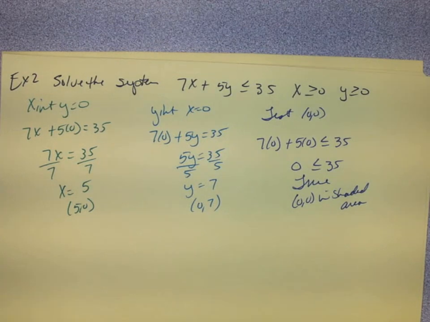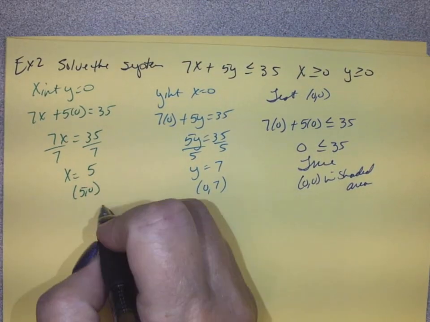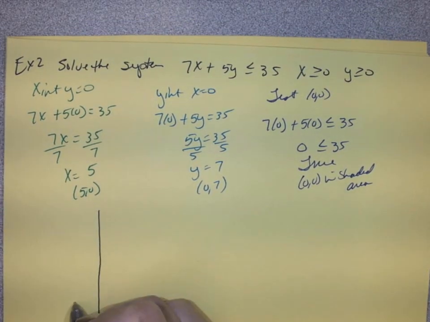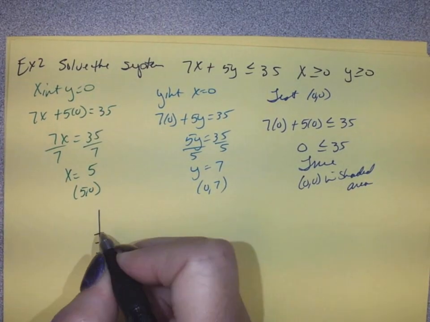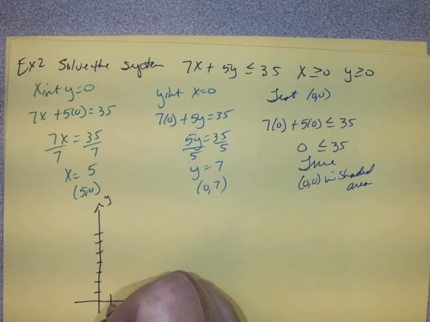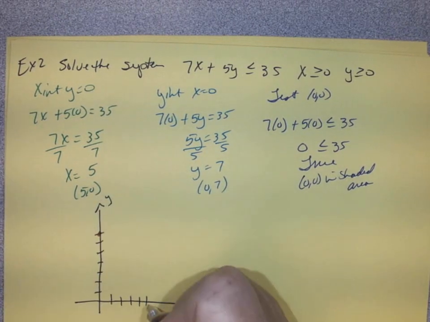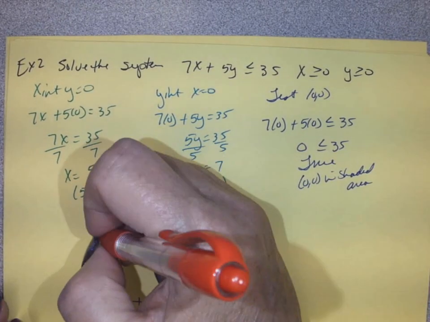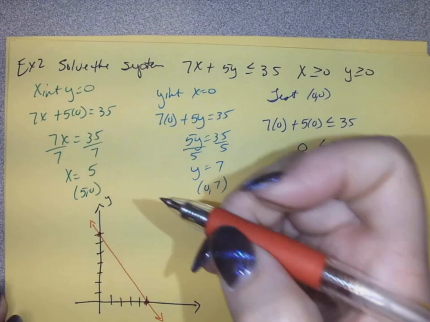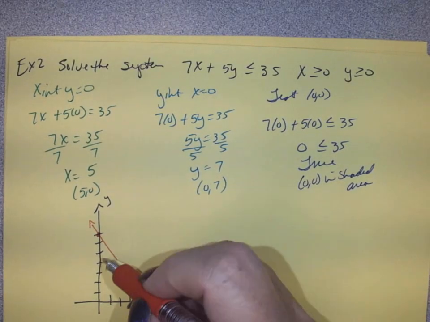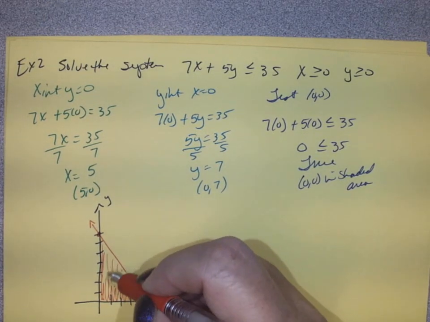So we've got to go for our x value to 5. Our y value needs to go to 7. And we're only going to be in quadrant 1. So 1, 2, 3, 4, 5, 6, 7. 1, 2, 3, 4, 5. So we're going to graph our line. It is solid because we had an equal to part. And our 0, 0 is in our shaded area. So this part in here will be our shaded area.